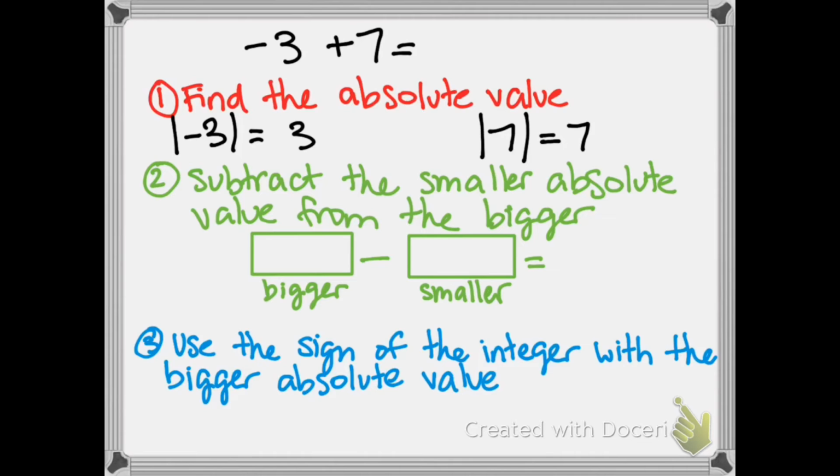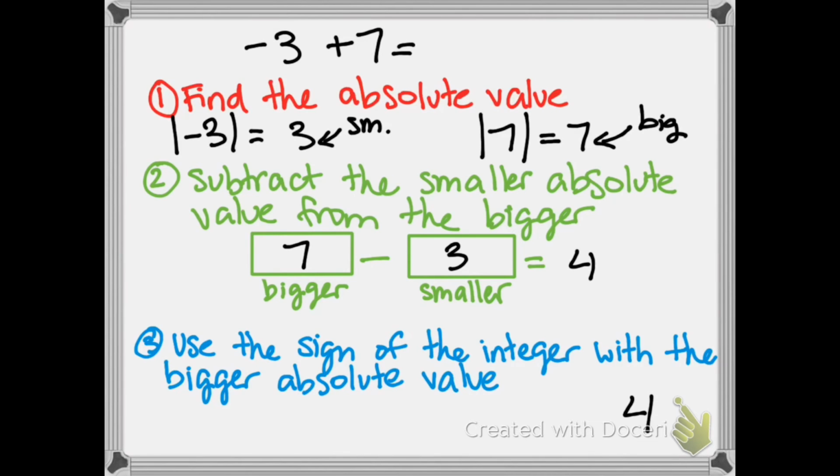Now, which one of these is smaller and which one of these is bigger? The absolute value of 3 is the smaller one, and the absolute value of 7 is the bigger one. So when I move on to number 2, I know that I'm going to put 3 in the smaller box and 7 in the bigger box. And when I subtract 7 and 3, I get 4. All right, so I know my answer is going to have a 4 in it. I just have to decide whether it's going to be positive or negative.